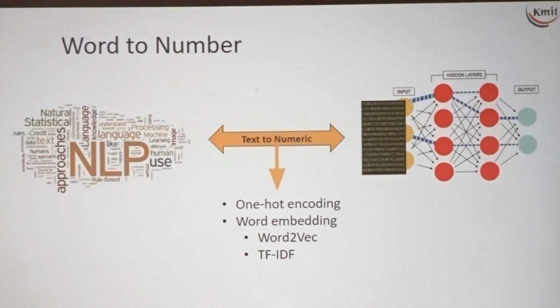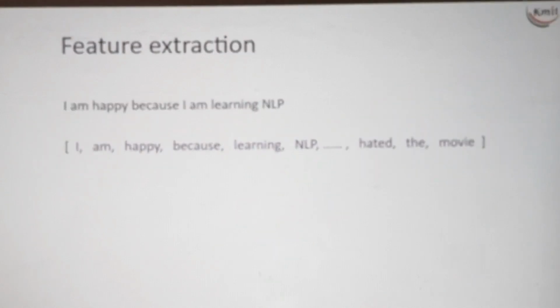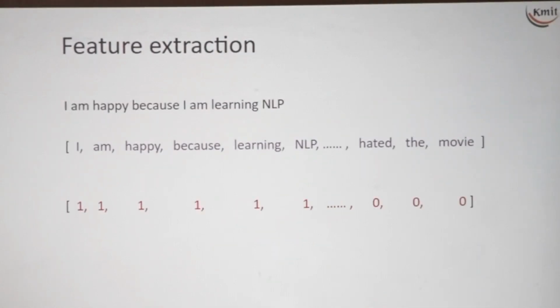It's already been discussed briefly in the morning session also. One-hot encoding, word embedding, which consists of word2vec, and TF-IDF. In this model I am going to use TF, term frequency, for converting my text into numeric features. Let's see the feature extraction.